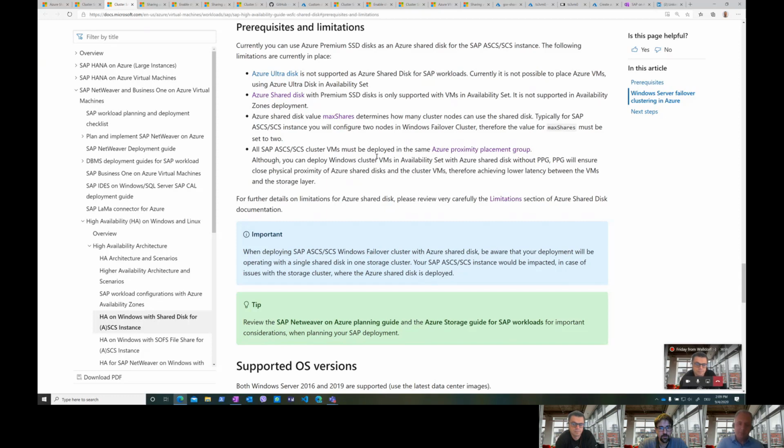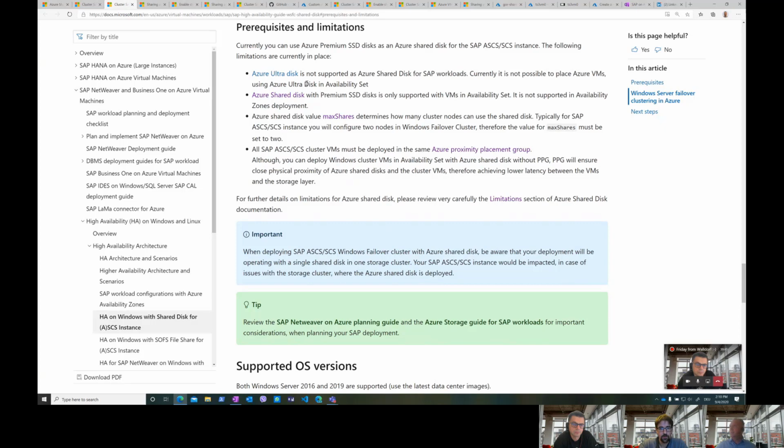We also say use the PPG generally for the whole SAP system, just to bring it closer and reduce the latency between the VMs. But here it's more about the physical proximity of the shared disk to the VMs, meaning being in the same DC, because latency is important. Of course, it would be a global host file, so the closer, the better performance would be. So we do request this. These are some limitations: it's currently premium SSD, and it's also currently availability set. That's the current context. But again, things are constantly changing and being improved.